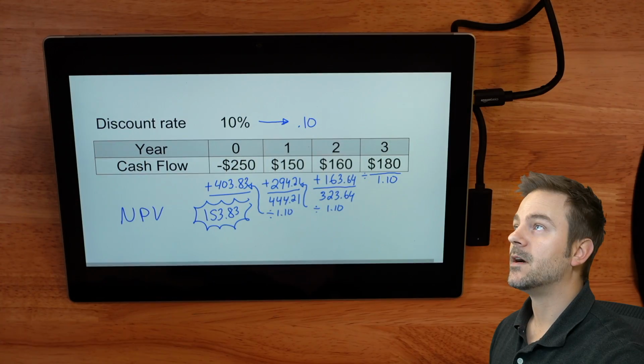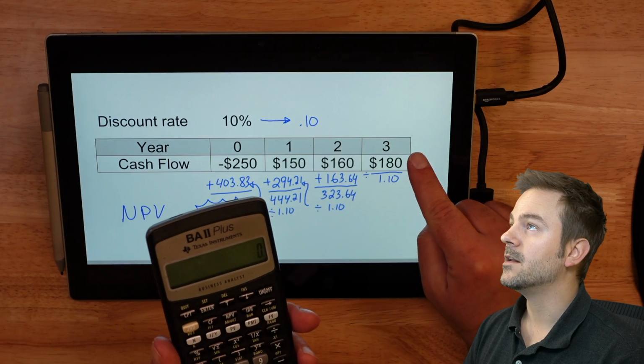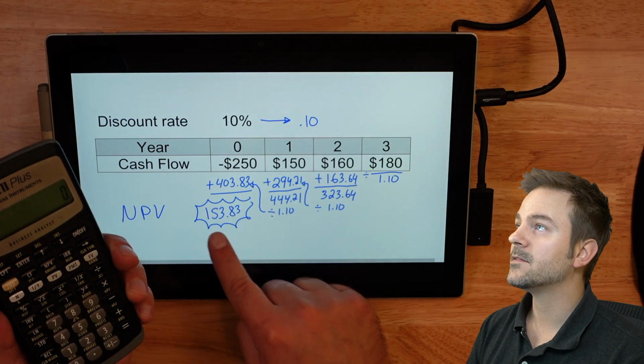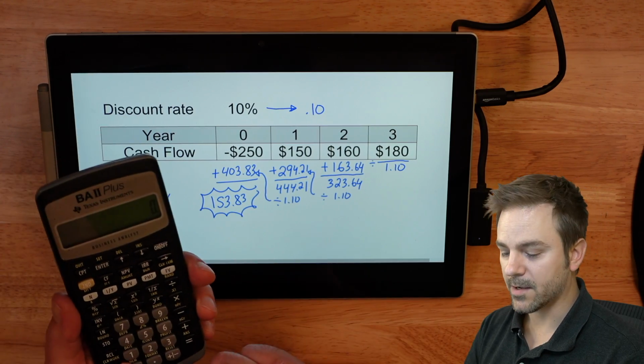Let me switch over to my desktop here, and let's try it now. Like from the end of our timeline, we're going to work our way from the right to the left and get this answer right here, this 153.83, and we're going to do it super quick. Okay, so watch this.